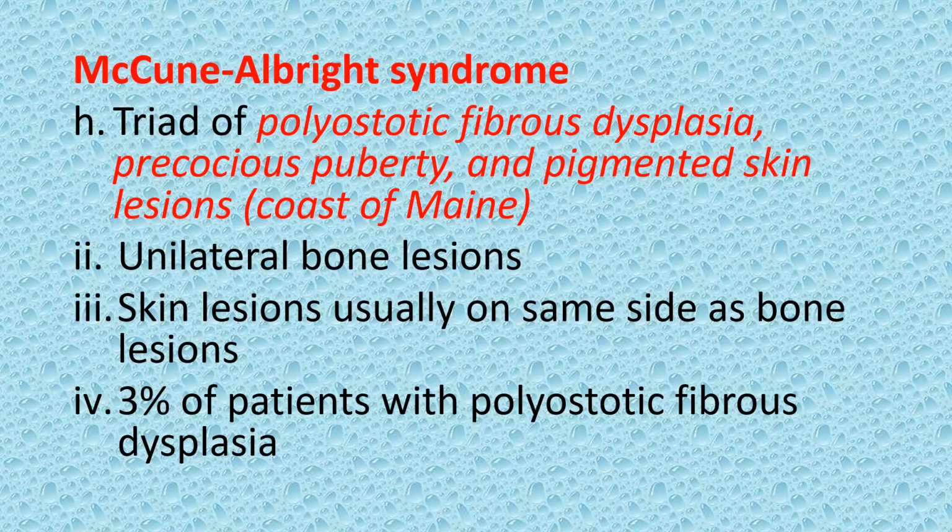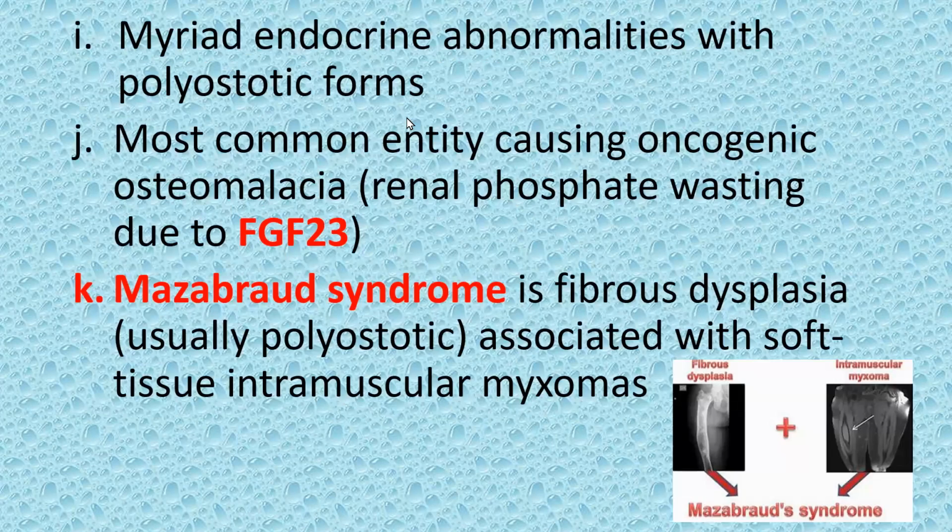3% of patients with polyostotic fibrous dysplasia have it, being polyostotic. You have also a myriad of endocrine abnormalities with polyostotic forms. The most common entity is oncogenic osteomalacia, renal phosphate wasting due to FGF23. And don't forget about the Mazabraud syndrome, which is fibrous dysplasia, usually polyostotic, associated with soft tissue intramuscular myxomas.